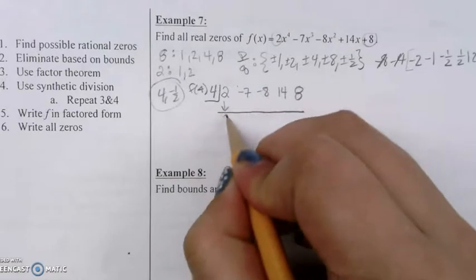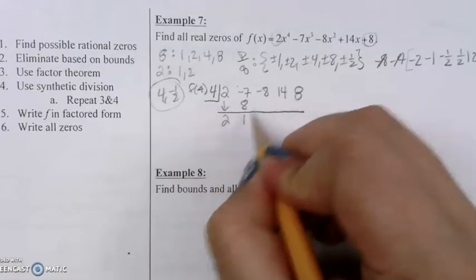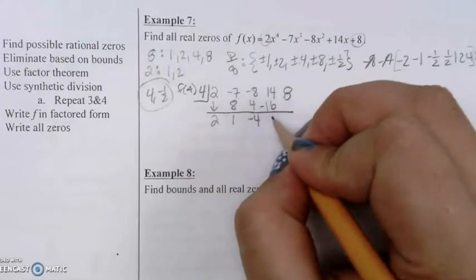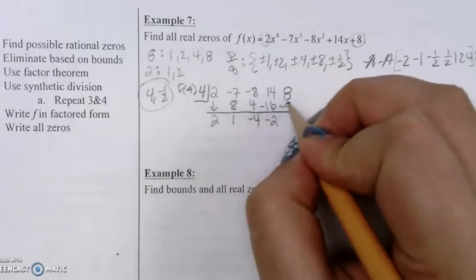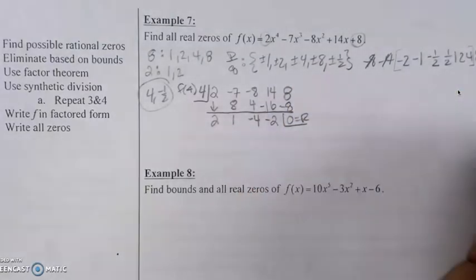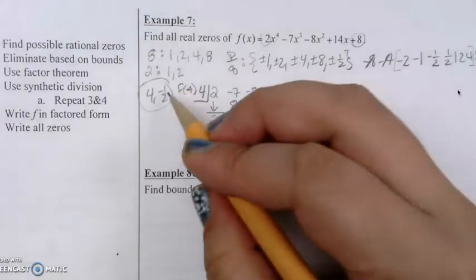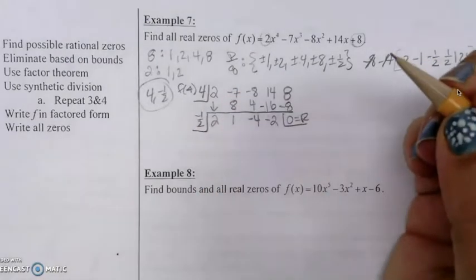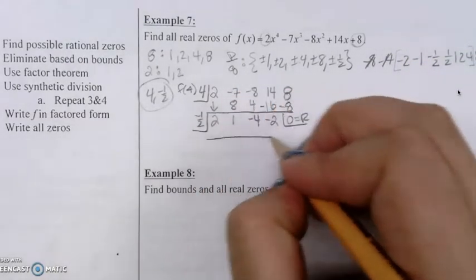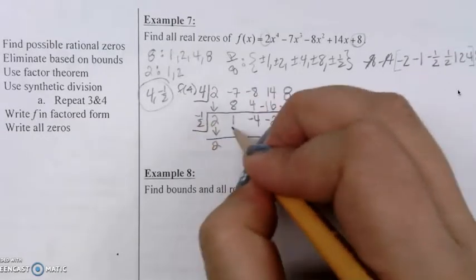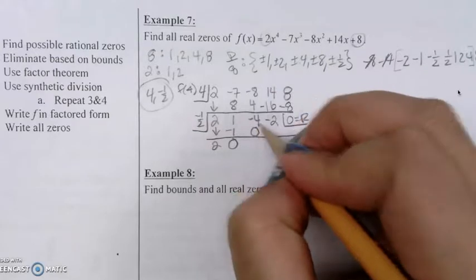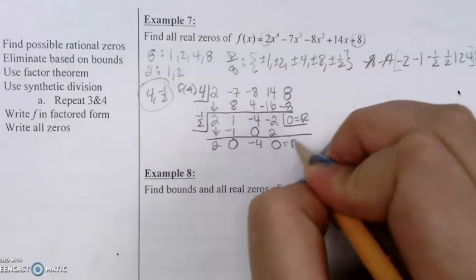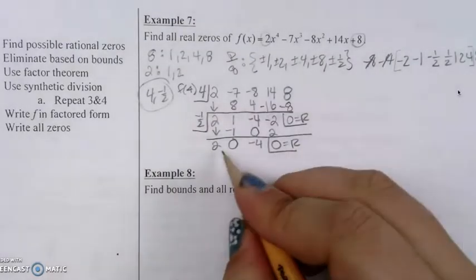Drop my 2, times 4 is 8, gives me 1 times 4, -4 times is -16, and that is -2 times 4 is -8, gives me the expected remainder of 0. And then I'm also going to test my -1/2, which I don't get from the table on my calculator because it only does integers. So I'm just going to go ahead and synthetically divide. Drop my 2 times -1/2 is -1, 0, 0, -4, 2, 0. All right, so now I have f of x.